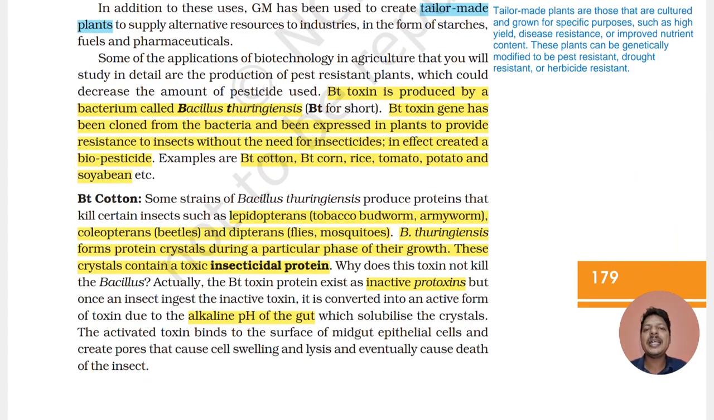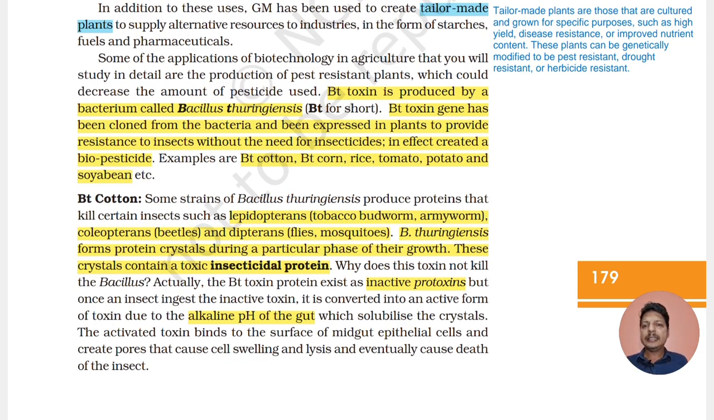You can see Bt toxin is produced by a bacterium called Bacillus thuringiensis. In short, it is called Bt. Bt toxin genes have been cloned from the bacteria and expressed in plants to provide resistance to insects without the need for insecticides, in effect creating a biopesticide. Examples are Bt cotton, Bt corn, rice, tomato, potato, soybeans, etc. First of all, Bt cotton.